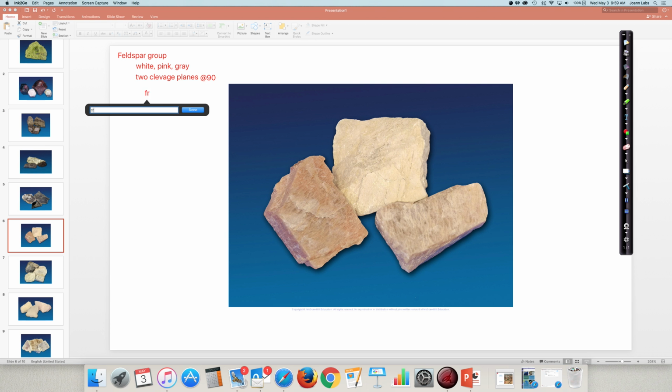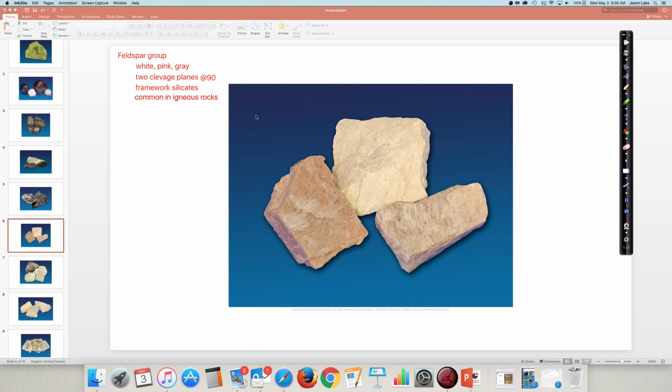And they're framework silicates. These have the most silica because they are the most complicated silicate structure. All the oxygens in the silicate tetrahedron are bonded with another tetrahedron. So they have the highest concentration of silica and oxygen. They're common in igneous rocks.